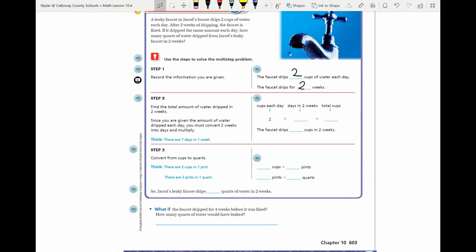So a leaky faucet drips 2 cups of water, so we know we're working with 2 cups. Put a little C there so we don't forget. After 2 weeks, the faucet is fixed. If it dripped the same amount each day, that right there tells us we need to multiply the same amount each day. And we know it lasted 2 weeks, so that's going to be 14 days. So we'll multiply that 2 cups by 14 to get 28 total cups. So it drips 28 cups in 2 weeks.